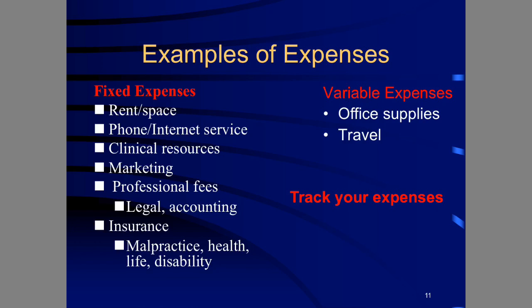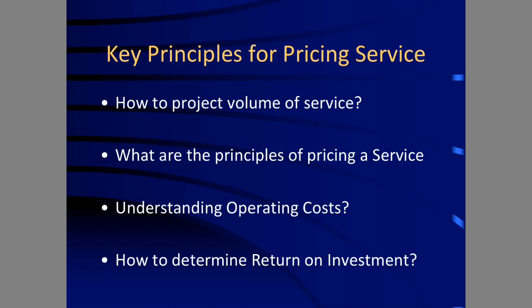Variable expenses usually are associated with the volume of the service or the product. And this can be office supplies. This could be, if we are doing a delivery service, how often we travel. It could be our prescription vials, our labels. And so we need to track these expenses when we're doing these analyses.